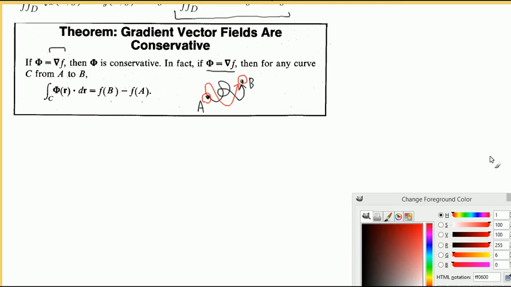This would also work if you were to evaluate where those paths crossed, right? Yeah, it doesn't matter.